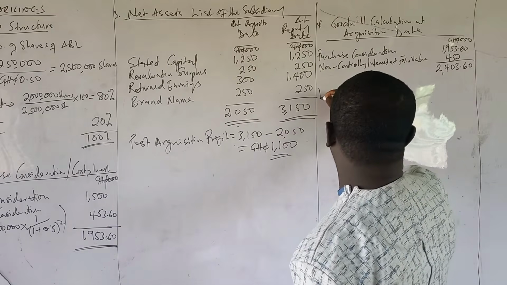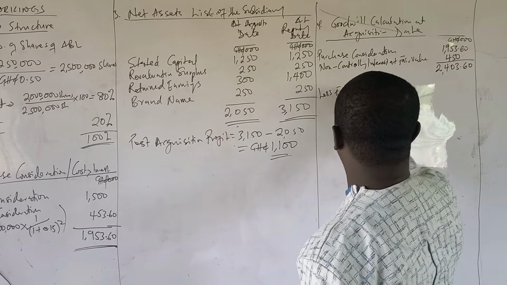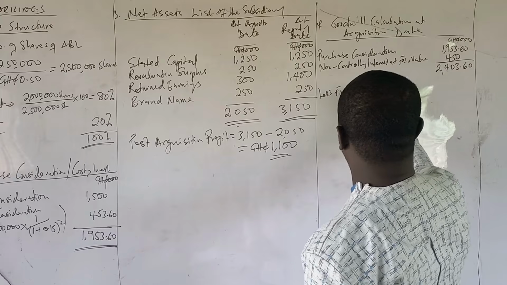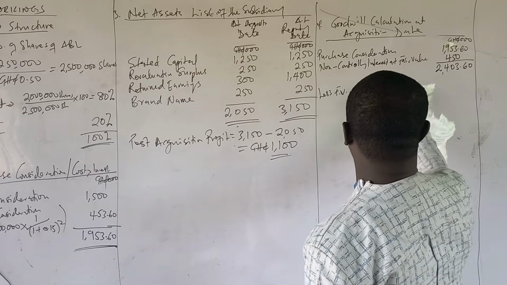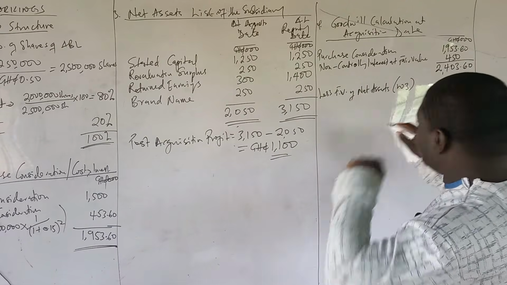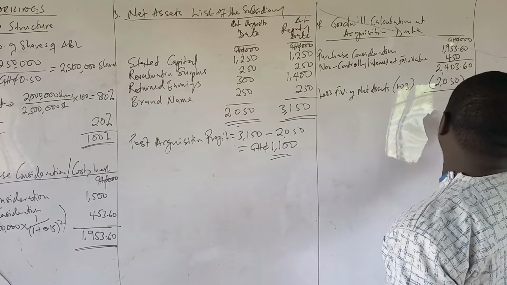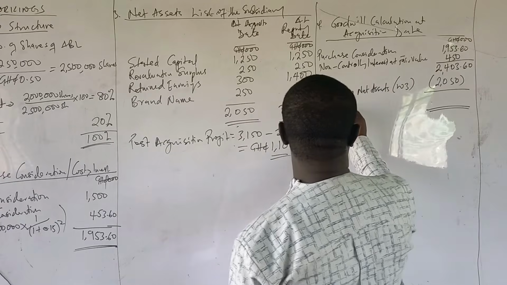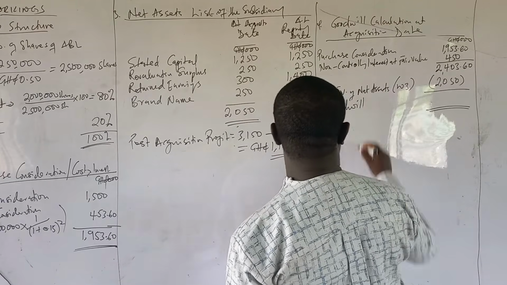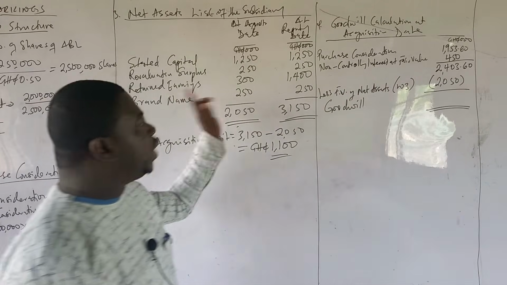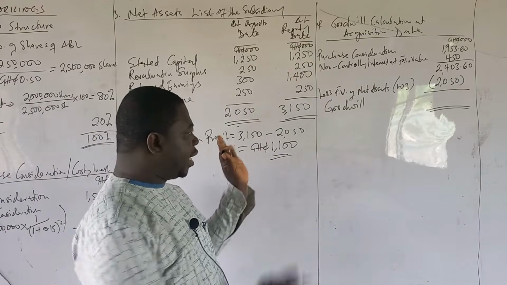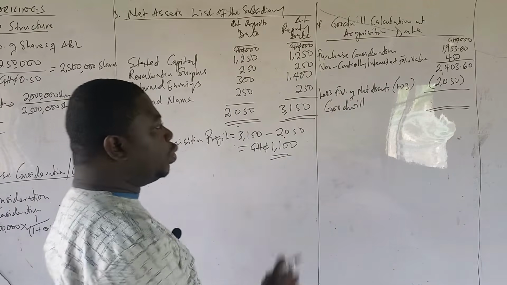So I will say less fair value of net assets at acquisition date. And I'll say working 3. Then I'll put here 2,050 in bracket. So that straight away, I get the value of my goodwill. So it makes the goodwill calculation even simpler when you do this first before that. So that is why I intentionally did that, to teach you something.